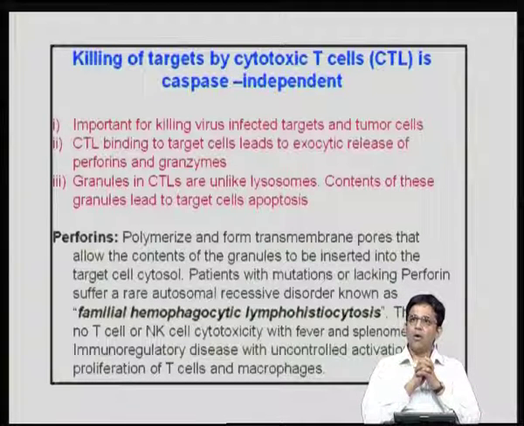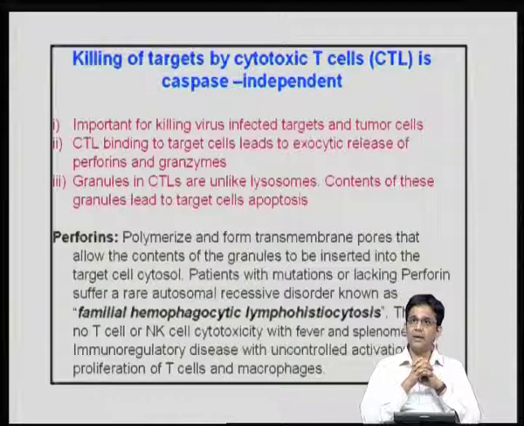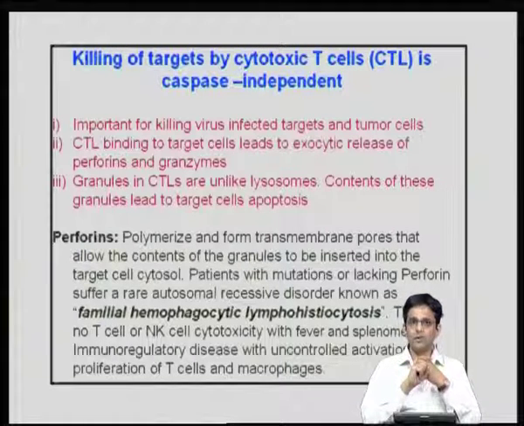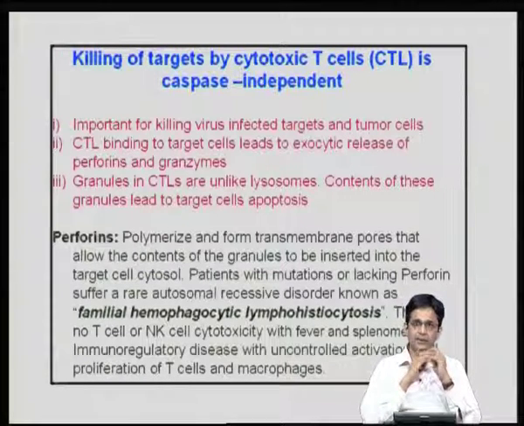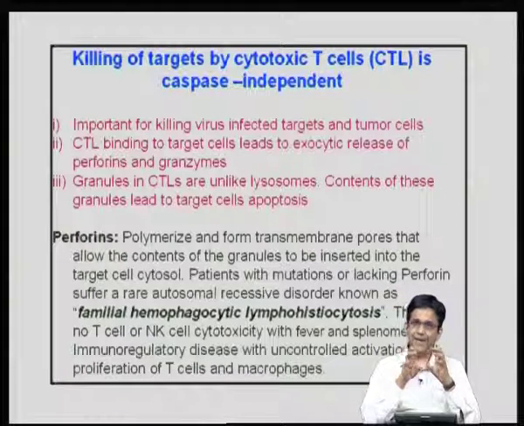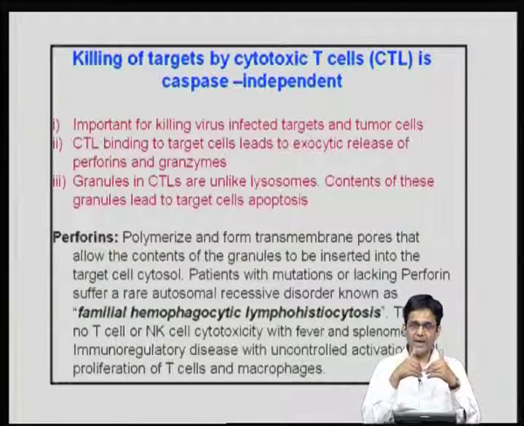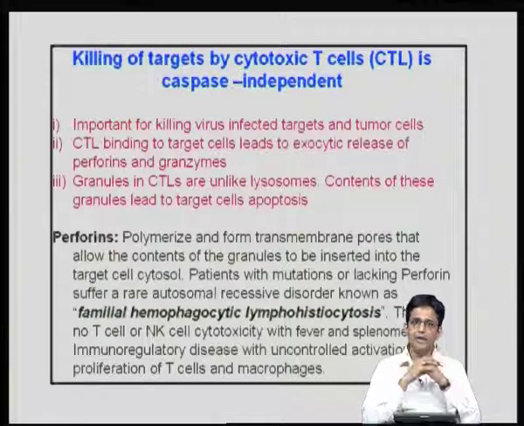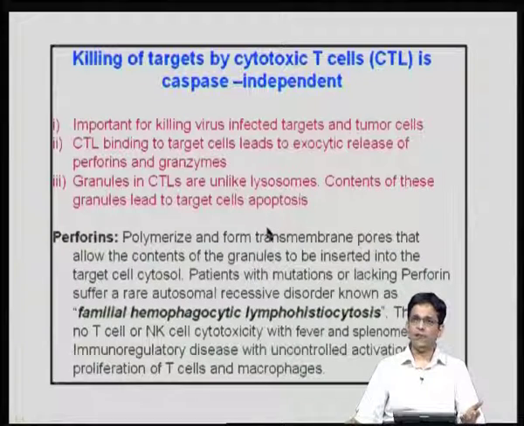Now the killing of CTL targets is important for T cell function, and is independent of caspases. And why is it independent of caspases? Primarily because of two particular proteins. The one is perforins, the other is granzymes. We had briefly touched upon it in some of our previous classes, and I will go into slightly greater detail over here, because it directly relates to T cell function. And since we are in this area of death, I think it is important to know what the mechanisms are by which CTLs actually kill target cells. So, why is this important? Because it is important for killing of virally infected targets and tumor cells.